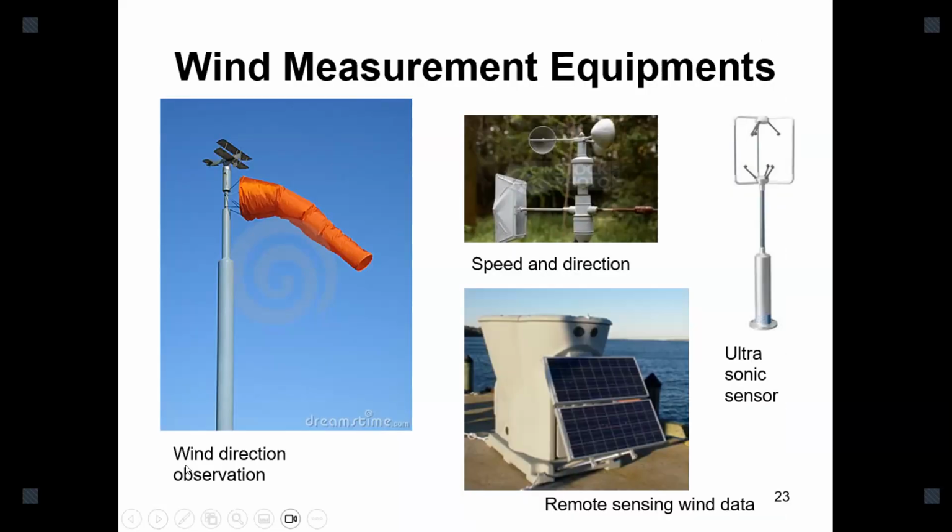Yes. There are some wind measurement equipments. The first one is the windsock. This one is the windsock. Then here is the cup anemometer. Actually, this cup anemometer is always incorporated with the wind vane. This is the ultrasonic one, as well as some remote sensing equipment also. I'll discuss with you very soon.